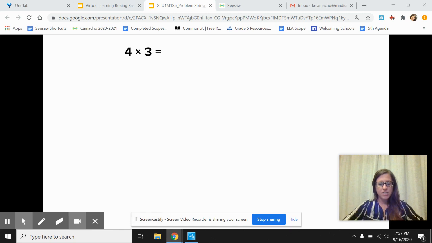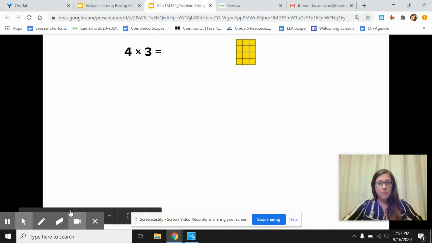Hello, mathematicians. Today, during math, we're going to start out with a problem string that helps us use some efficient multiplication strategies. And then we're going to be doing some more work with volume around Brad's baseballs. So starting out with our problem string, you'll see I have the problem here, 4 times 3.